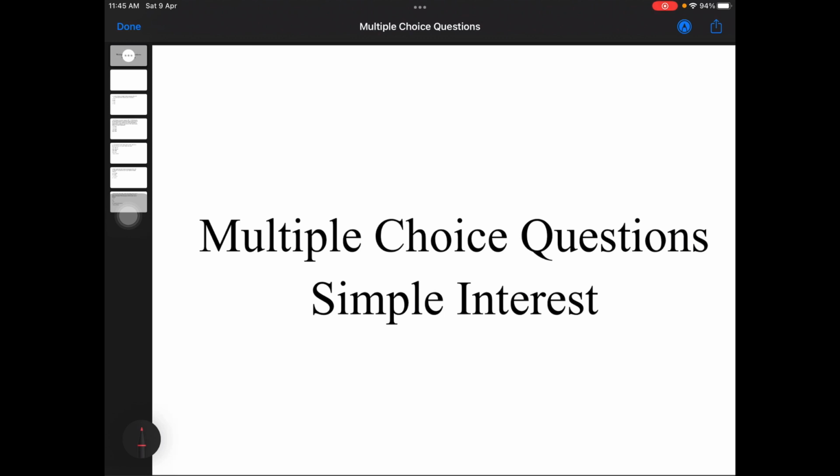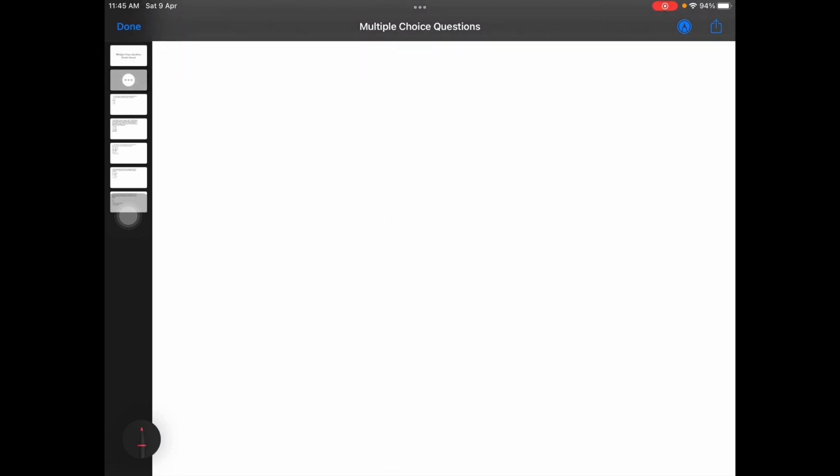Today I will discuss some of the MCQs related to simple interest. Before we go into the questions, first of all we should know the formula for simple interest.